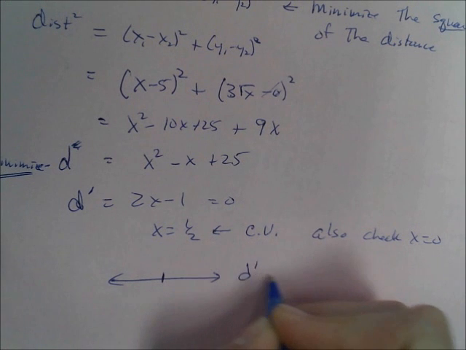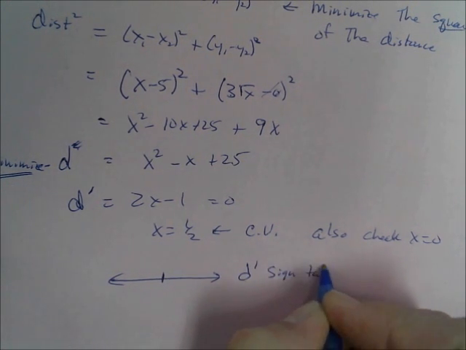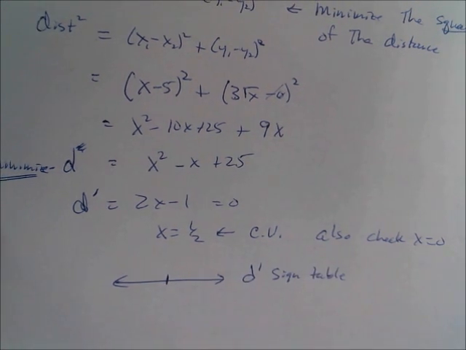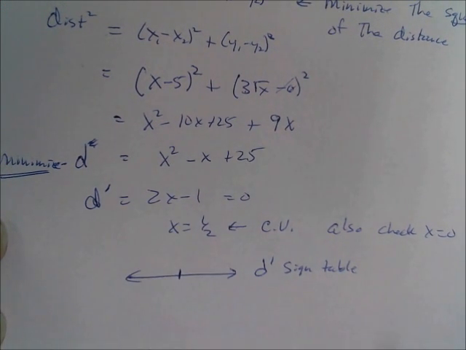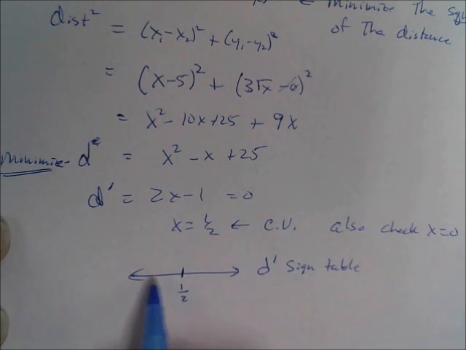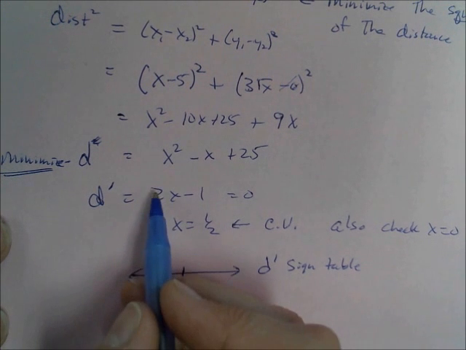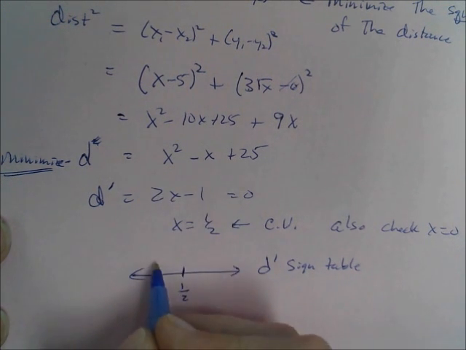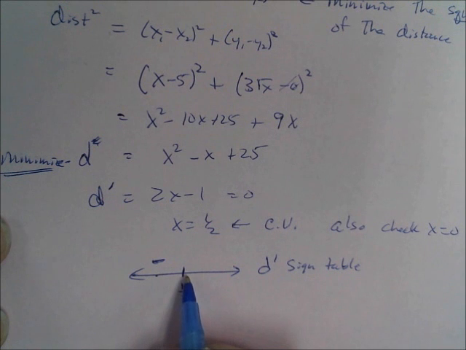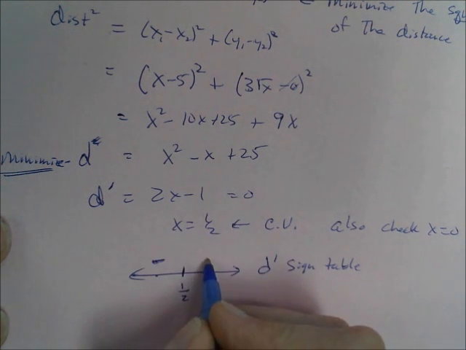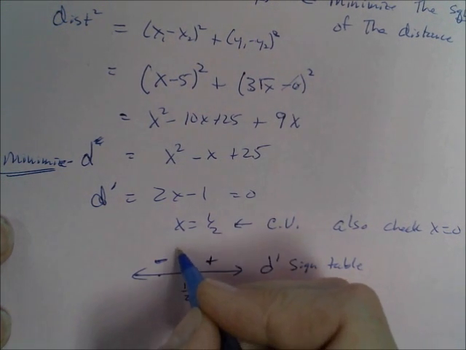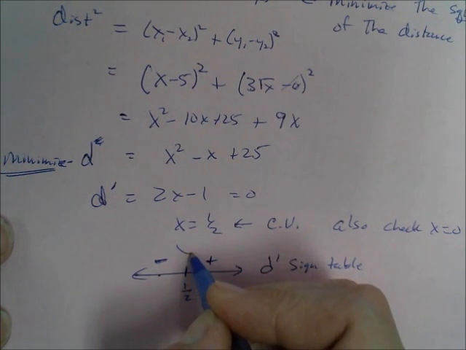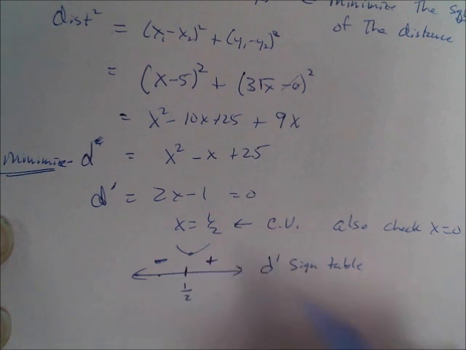So this is the d prime sign table. D prime is 2x minus 1. Our critical value is 1/2. So if we choose a number less than 1/2, like 1/4, this will be a negative value. And if we check something bigger than 1/2, this will be a positive value. So what we have is a graph that comes down and goes up. So we have a minimum point.